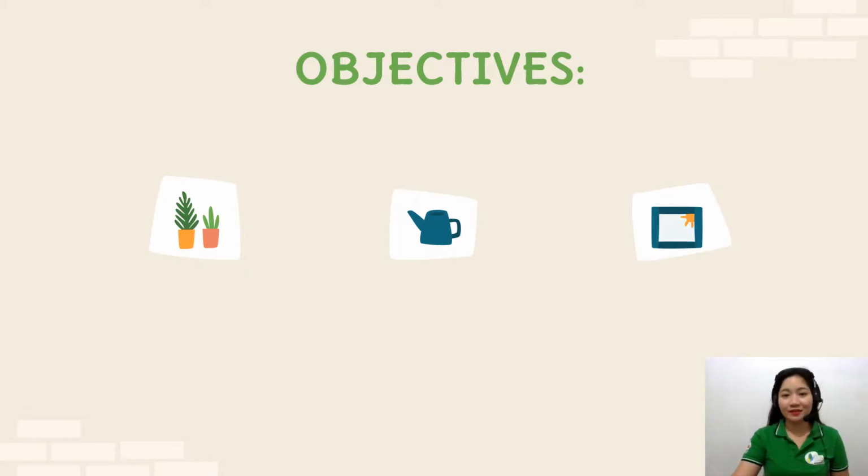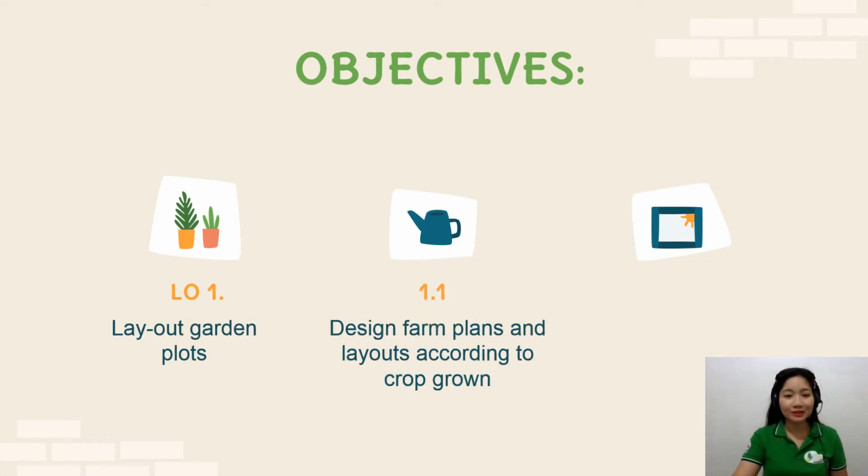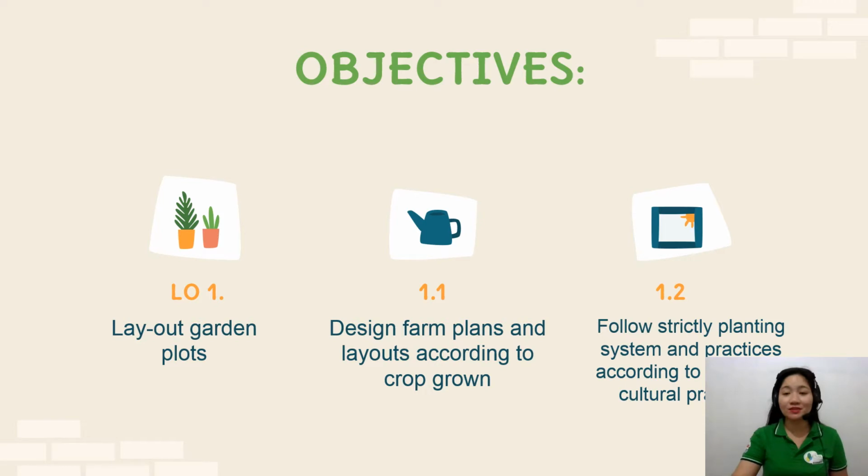Our objectives are to lay out garden plots, of course, to design farm plans and layouts according to crop growth, and of course, to follow strictly planting systems and practices according to approved cultural practices.